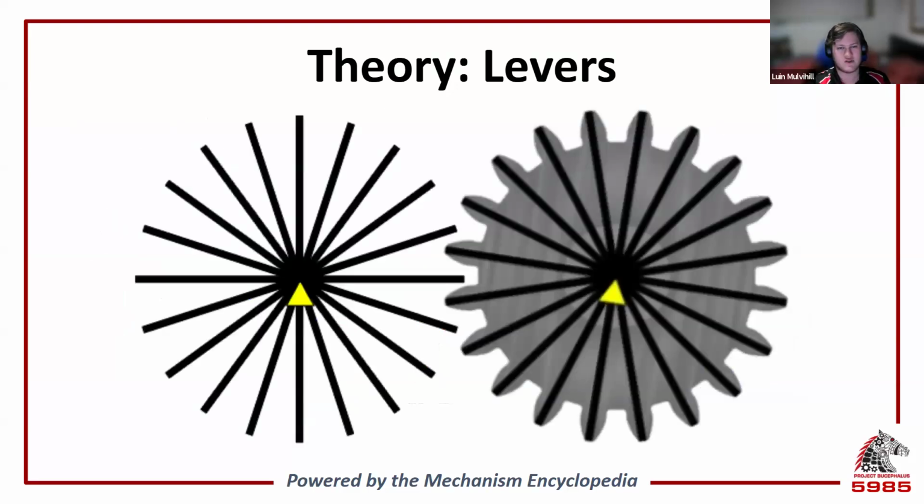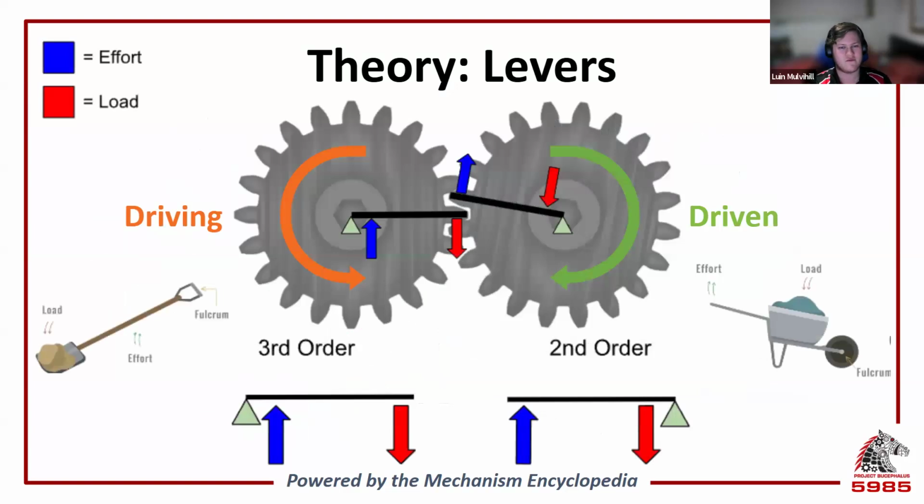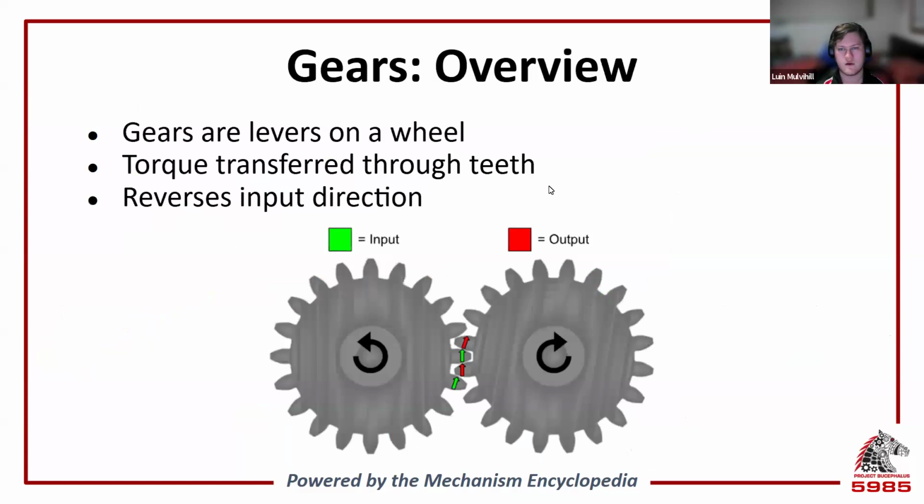Now, if we arrange a bunch of levers in a circle around the same fulcrum, hey, it's a gear. And if we analyze the forces at work, we can see that they don't look like the lever from earlier. The driving gear has the effort between the fulcrum and the load, and the driven gear has the load between the effort and the fulcrum. That's because these are third and second order levers respectively. An example of a second order lever is a wheelbarrow, and an example of a third order lever is a shovel. This same lever analogy can also be applied to pulleys and sprockets, which we'll discuss later.